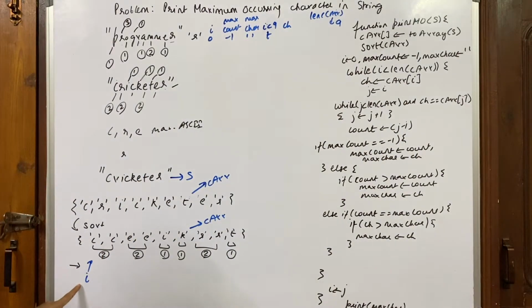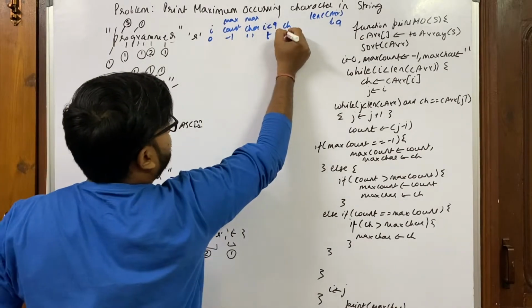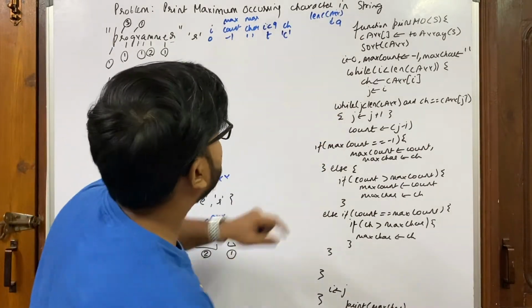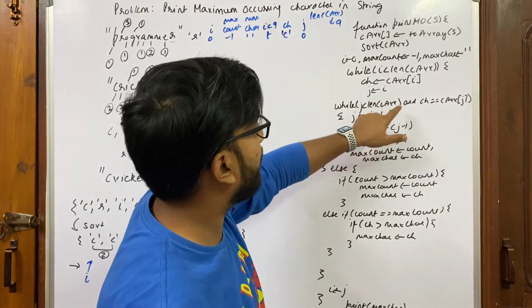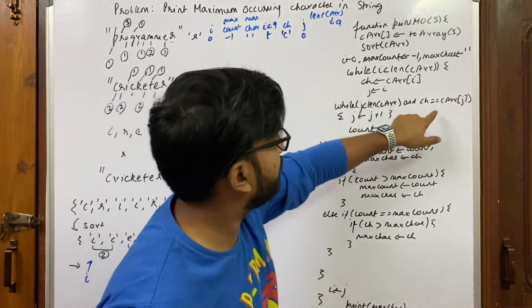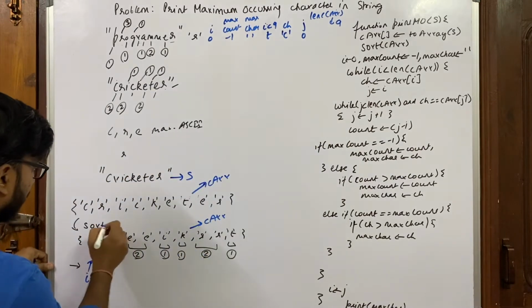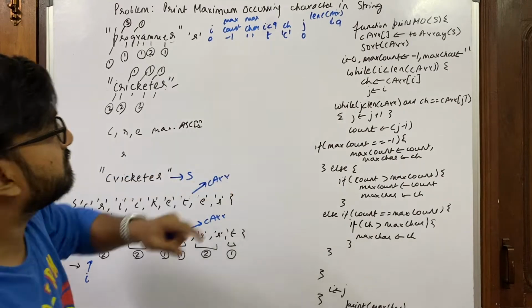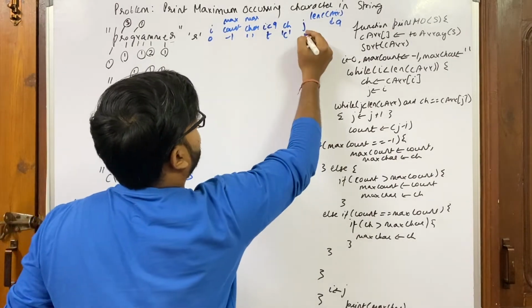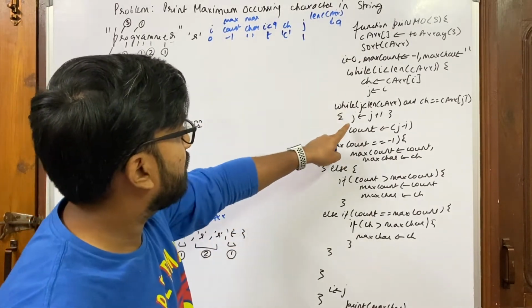So CARR of 0 is C, okay. We set j to i, j is set to 0. You say 0 is less than 9, true, and ch, which is basically C, equal to CARR of j. So j is also here right now, which is true. So you do j is equal to j plus 1. So j becomes 1 now, okay.